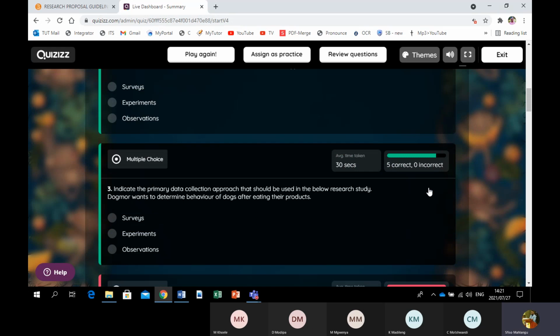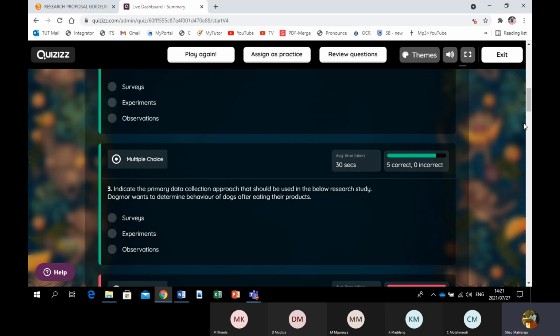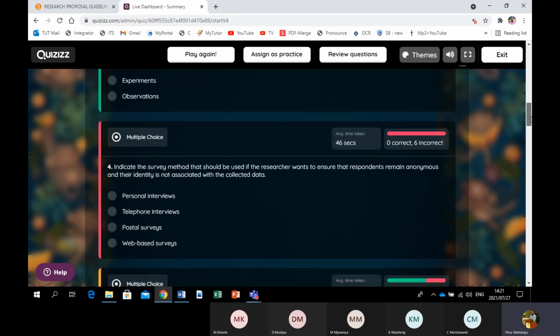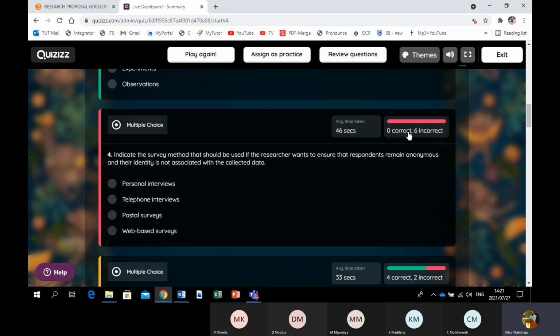Question 4. No one got this one correctly, so let's quickly look into that one. It says indicate the survey method that should be used if the researcher wants to ensure that the respondents remain anonymous and their identity is not associated with the collected data. So this is about privacy and confidentiality. Which interview can ensure that? Which answer did you choose? If you can unmute the mic and indicate for me.